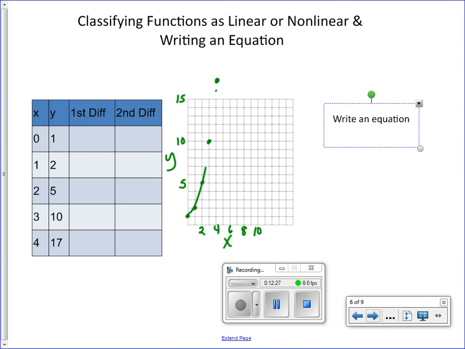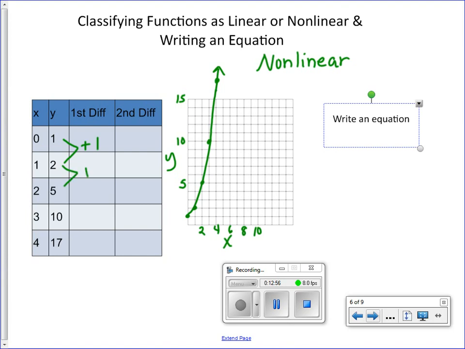So again, as I graph it, you'll see that it is not linear in nature, so we're going to call it nonlinear. And next we're going to take a look at our differences to see if we can write an equation for this graph. All right, taking a look at first differences, to get from 1 to 2, I'm adding 1.